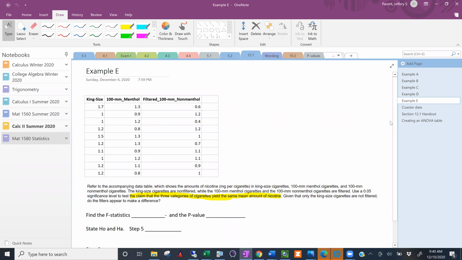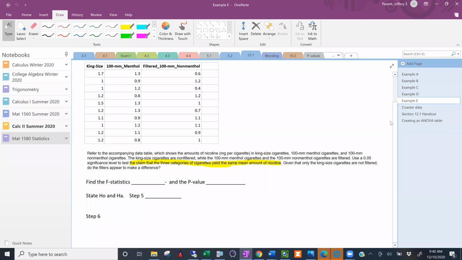So let's move to example E, which talks about the milligrams of nicotine in different cigarettes: king size cigarettes, 100 millimeter menthol cigarettes and 100 millimeter non-menthol cigarettes. The king cigarettes are non-filtered, while the 100 millimeter menthol cigarettes and the 100 millimeter non-menthol cigarettes are filtered. Use a 5% significance level to test a claim that the 3 categories of cigarettes yield the same mean amount of nicotine. All right, well, so once again, I've got to paste some data for you.